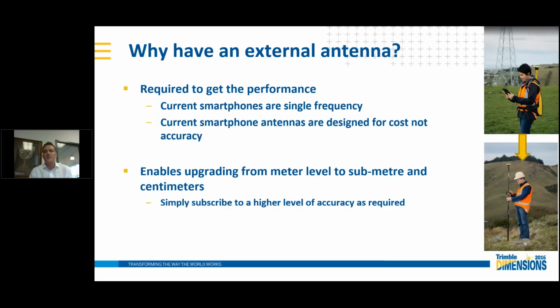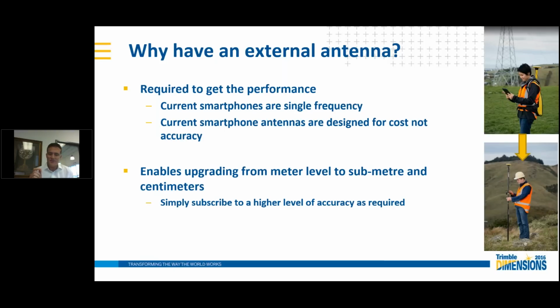So why have an external antenna? We need the external antenna to get the L1 and L2 signals, right? Your smartphone only has the L1 CA code. It's probably accurate to about 3 meters at the best of times. And the current smartphones are single frequency only, right? And the antennas in those smartphones are designed for cost and not accuracy.